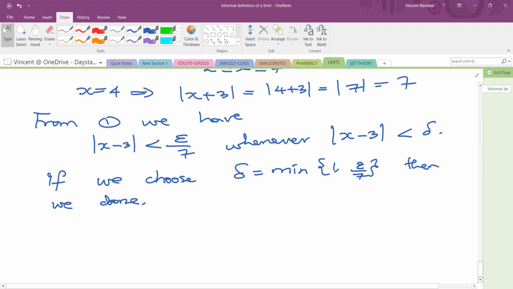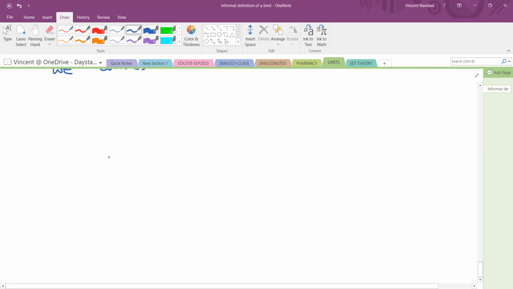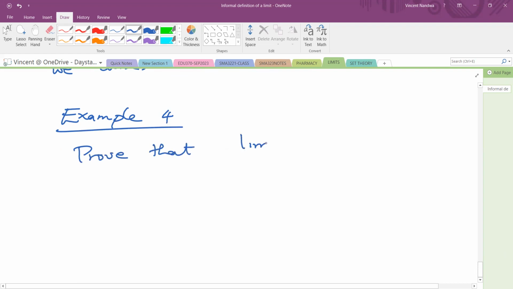And then lastly, let's give another example on this. Example 4. Prove that the limit as x approaches 4 of minus 2x plus 15 is equal to 7.